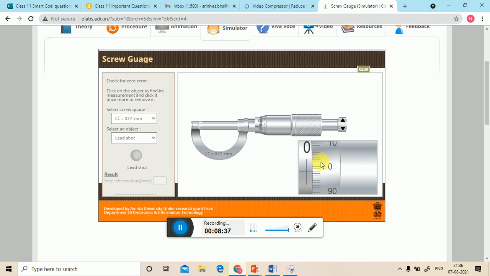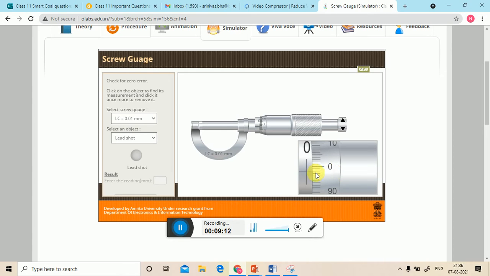In some of the screw gauges, this 0 is below this horizontal line. So count how many lines the 0 is below this horizontal line, and that many number of readings should be removed from the actual reading of this circular scale. Here the head scale 0 is above this horizontal line, so we have to add this 2 to the actual reading of this circular scale. That is the procedure you have to remember.